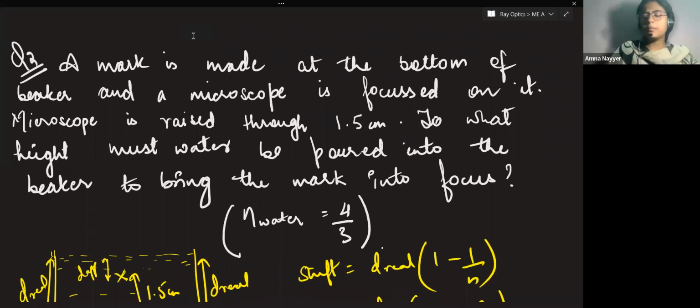Questions from apparent depth are direct. Application-based questions can also be asked. Why do you see the picture or the image of a coin that is kept within it at a shallower distance? Like this, theoretical questions can be asked.